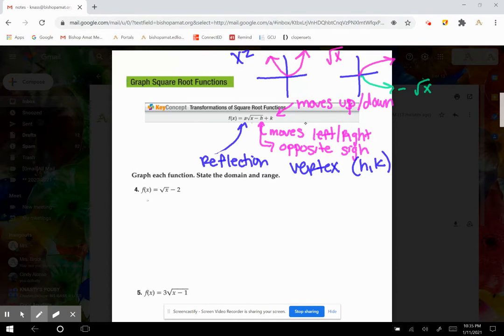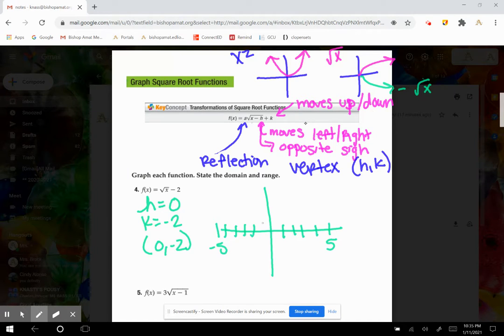All right, so here we go. Our h for number 4 is 0 because there's nothing inside the radical, and our k is negative 2. So your starting point is 0, negative 2. So draw a quick graph. Okay, your vertex, your starting point is 0, negative 2. So 0, negative 2, it's right there. And then it goes up. Right now we don't have to worry about too many accurate points. I just want us to get used to drawing it.